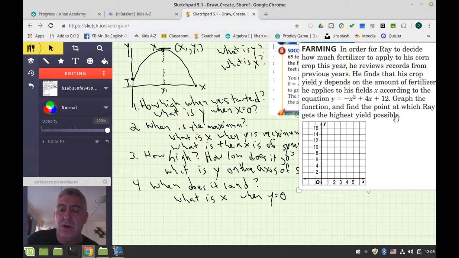So it wants to know how much fertilizer to use. Ray wants to know how much fertilizer he should use to get the most corn. So this is a question type number 2: when is the maximum? We're going to find the zeros, factor, find the 2 zeros, and then average them to find the axis of symmetry.